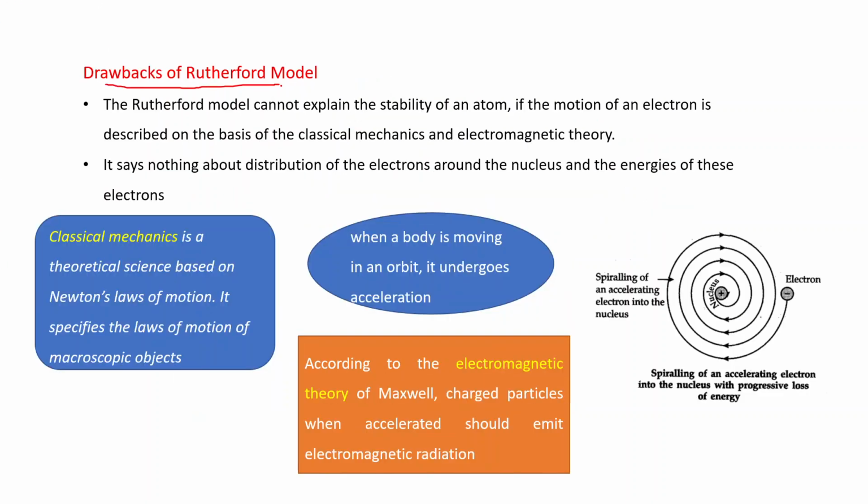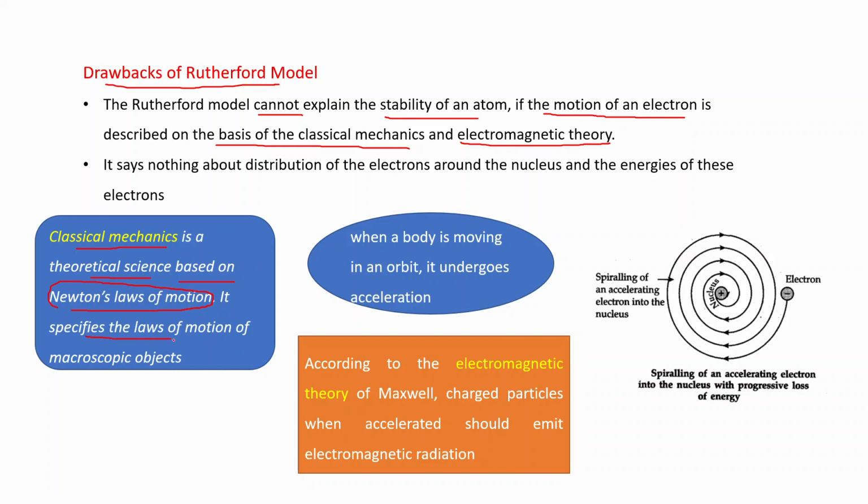Drawbacks of Rutherford model. The Rutherford model cannot explain the stability of an atom if the motion of an electron is described on the basis of classical mechanics and electromagnetic theory. Now, what are these two? Classical mechanics is a theoretical science based on Newton's laws of motion. You are familiar with these laws.